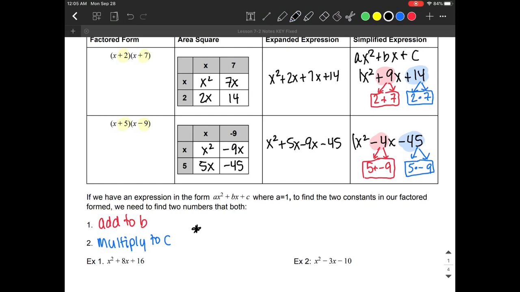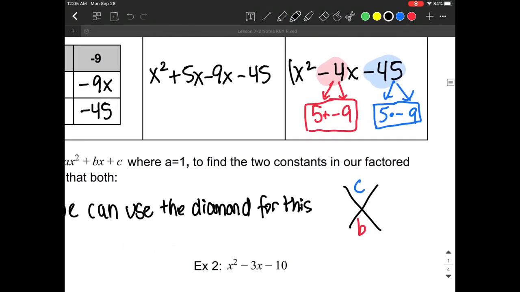When we need two numbers that add to something and multiply to something else, we can use that diamond. That diamond looks like this. We need two numbers that multiply to c and add up to b. So this diamond just says, if you forget what the diamond means, it's two numbers that multiply to this and add to that bottom number.